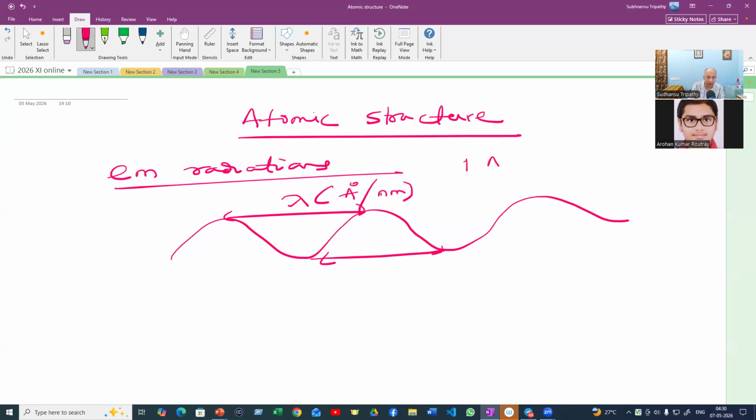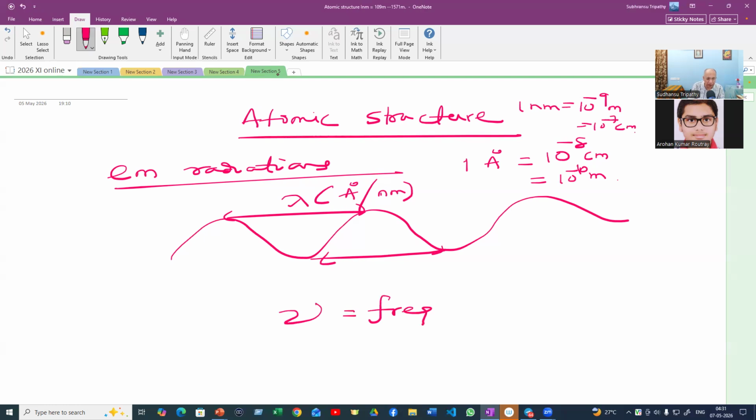And as you know, 1 angstrom is equal to 10 to the power minus 10 meter, or 10 to the power minus 8 centimeter. And 1 nanometer is 10 to the power minus 9 meter, or 10 to the power minus 7 centimeter. So that means it is a unit of distance. And another is called nu, that is called frequency of a wave.